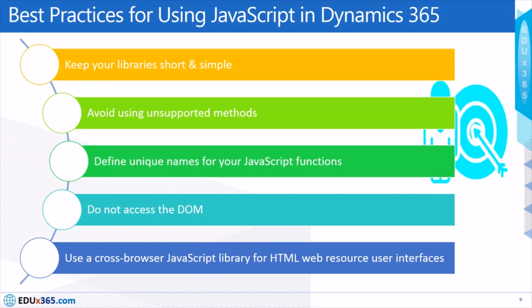The last one I've got here is use of a cross-browser JavaScript library for HTML web resource user interface. A cross-browser JavaScript library such as jQuery provides many advantages when developing HTML web resources that must support multiple browsers. JavaScript libraries like jQuery provide a unified development experience for all the browsers supported by Dynamics 365 customer engagement on premises. These capabilities are appropriate when you are using an HTML web resource to provide user interfaces. JavaScript libraries like jQuery provide consistent ways to interact with the DOM. There are other best practices which I have not listed.